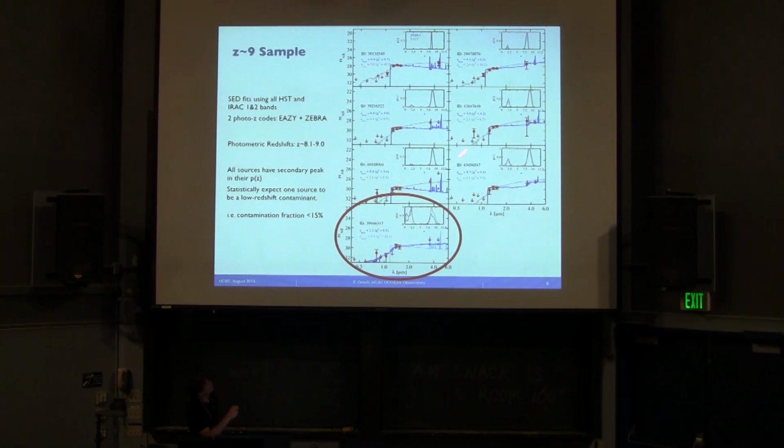Essentially we assume the low redshift solution is the right one. We apply photometric scatter and then see what fraction of the time these sources are selected as a redshift 9 Lyman break candidate. And so it turns out, out of these 7 sources, per realization you expect 1 contaminant. And so essentially a contamination rate of less than 15%. And so I'm essentially removing this one source here for the rest of the analysis then.